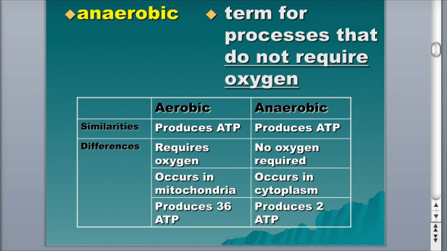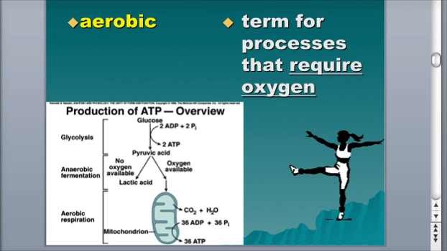Aerobic processes require oxygen, and they occur in the mitochondria of the cell. And then they have a big payoff. They produce 36 ATPs. Whereas anaerobic processes do not require oxygen, and they occur in the cytoplasm of the cell rather than in the mitochondria. And they only produce 2 ATPs, so the payoff is much smaller. So remember, aerobic is a process that requires oxygen.